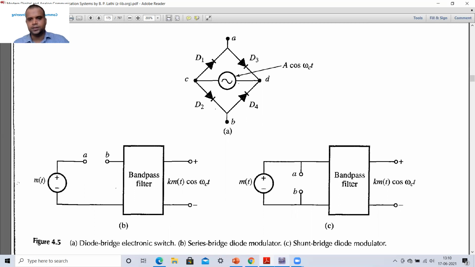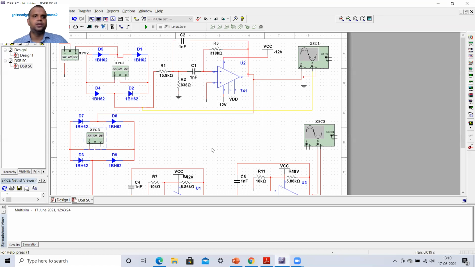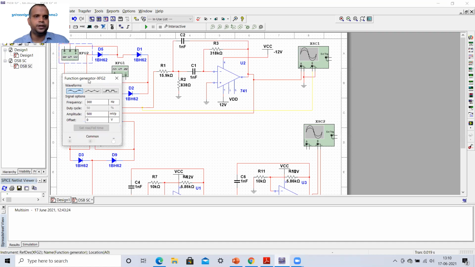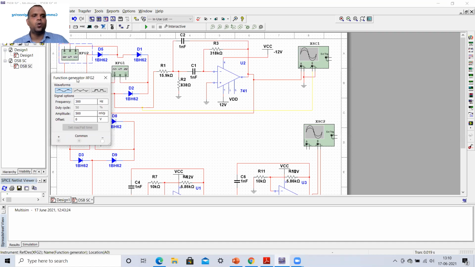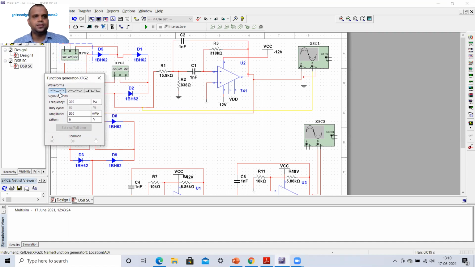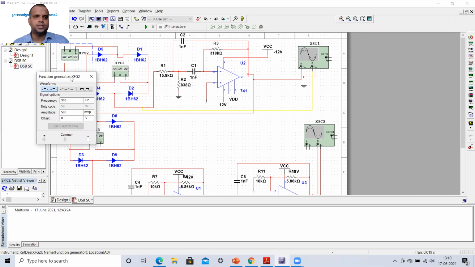I have already made this circuit, so you can see it here. Basically, this one is our message signal. Just see the first part: here we have the function generator. From this function generator I am giving our message signal. I am taking the message signal as a sinusoidal wave, just for simplicity, with a frequency of 300 hertz. A small frequency I am taking, and its peak amplitude is 0.5 volt, 500 millivolt. So this is our message signal.